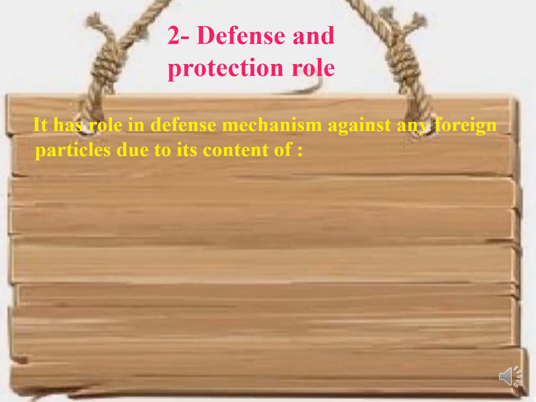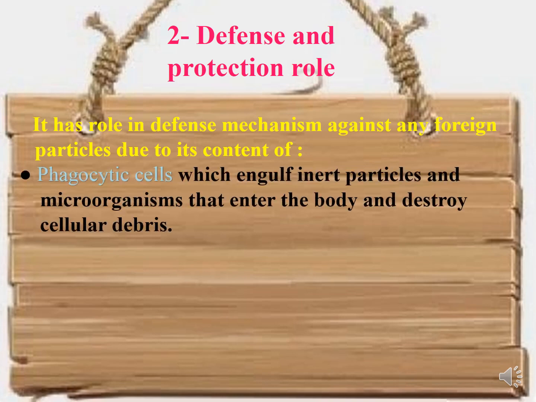The second role of connective tissue is the defense and protection role. It has a role in defense mechanism against any foreign particles due to its content of phagocytic cells, which engulf inert particles and microorganisms that enter the body and destroy cellular debris. So the second role of connective tissue is in the process of defense and protection through possessing phagocytic cells that can engulf any foreign particle that enters the body.